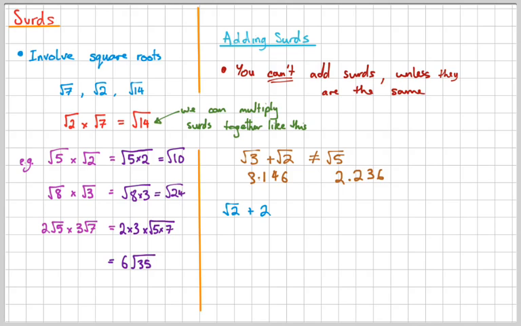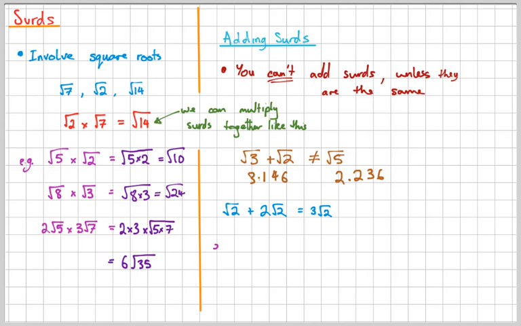An example might be root 2 plus 2 root 2. The question becomes, how many root 2's do you have? We've got 1 root 2 plus 2 root 2, so we end up with 3 root 2's. That's how we add surds. We can add them when they are exactly the same. So root 2's you can add together, you can add root 3's together, but you can't add root 3 and root 2 together.